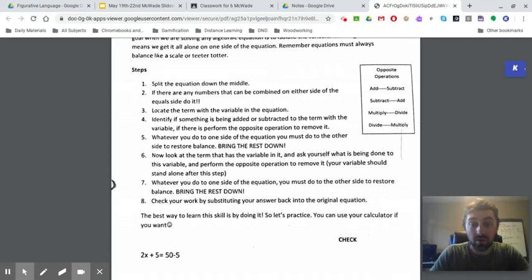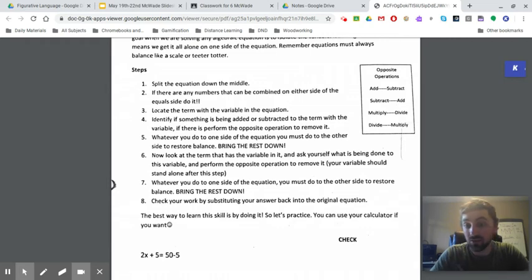Now look at the term that has the variable in it and ask yourself, what is being done to this variable? Is it being multiplied? Is it being divided? And whatever you identify as happening to it, do the opposite. Your variable should stand alone after this step. So once you've multiplied or divided, it should be alone.